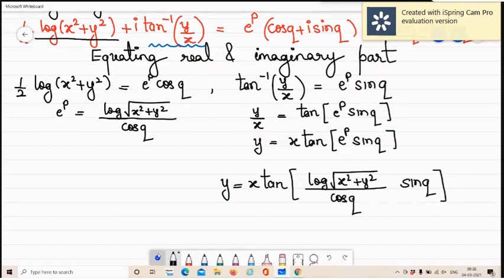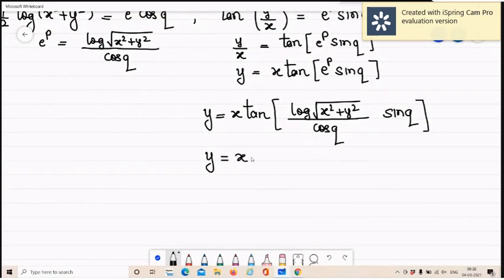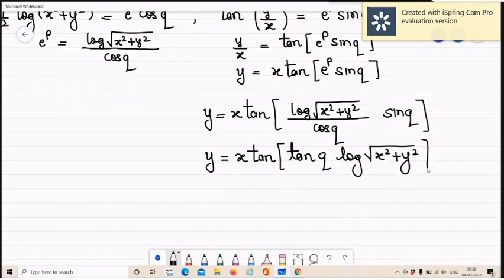And what is sin by cos? Sin by cos is tan. So we get y equal to x tan q into log of under root of x square plus y square.